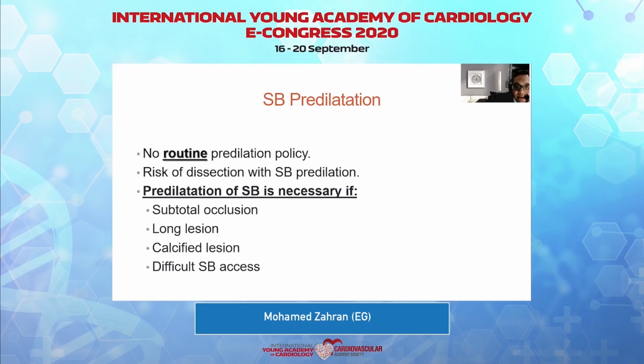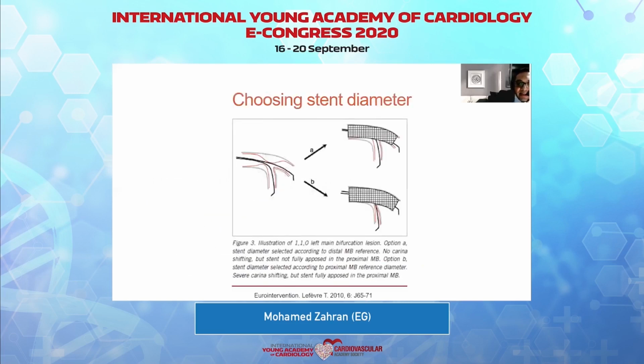Why? Because there's a risk of dissection, and most of your 1 stent cases will be automatically shifted to 2 stent cases. But sometimes you need to do a pre-dilatation, especially if there is a subtotal occlusion, or there is a very long lesion in the side branch, or the side branch is calcified ostium and it's difficult to access. Then it would be better to prepare the side branch before you do the provisional stenting.